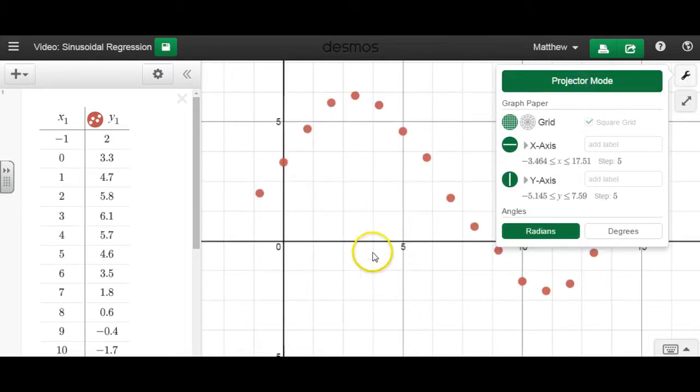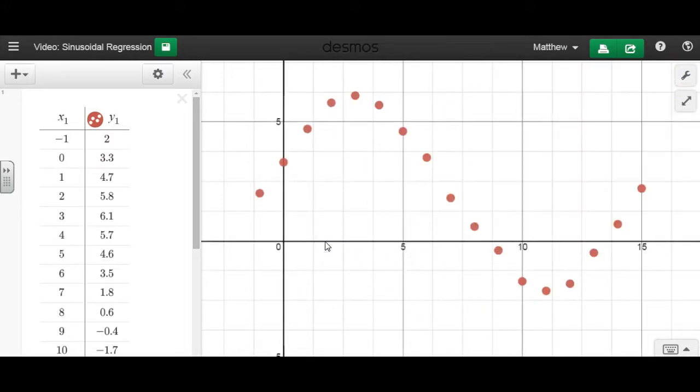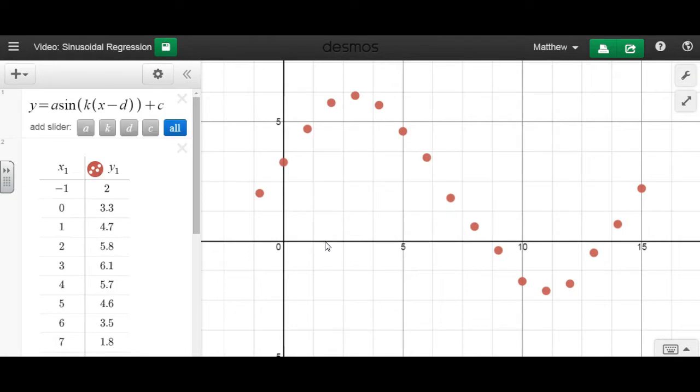Put this in projector mode. If I put in a general form of the equation. Now the idea, of course, was that I would take a look at the graph and say, well, it looks like my amplitude is whatever. It looks like the period here is whatever, and I would put in the correct numbers to make that work.